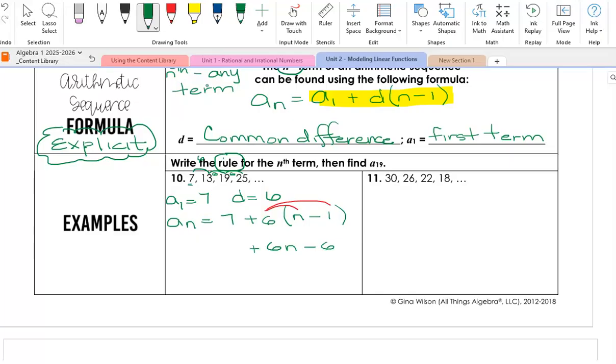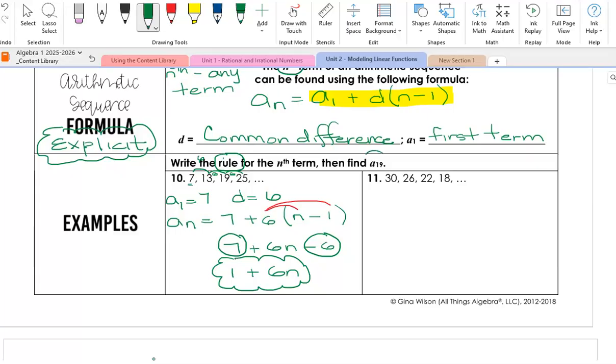We haven't used the 7 yet, so I'm going to keep it there. Now you must ask, what can I put together? Well, I can put the 7 with the -6 to get 1 plus 6n. This is my rule.